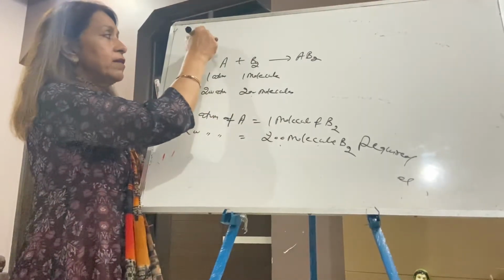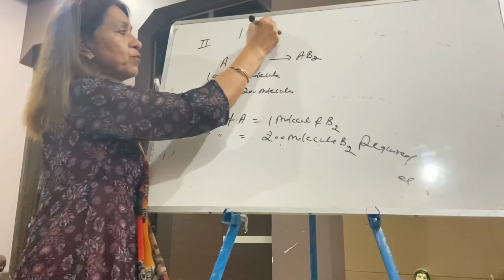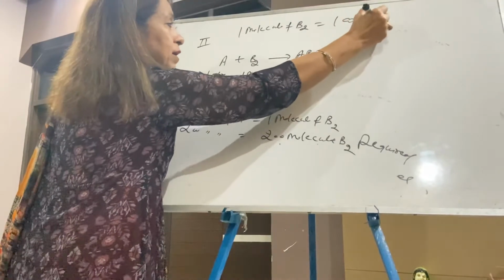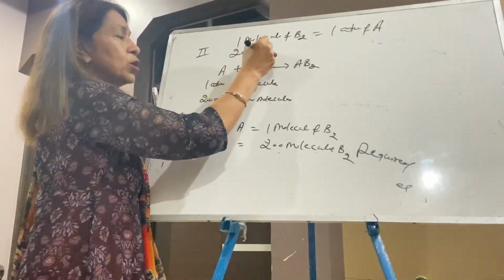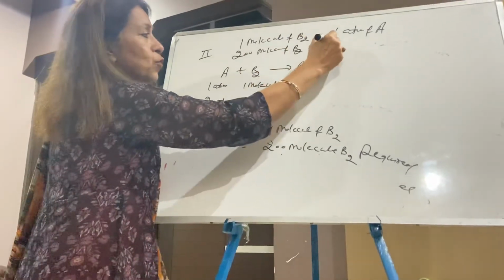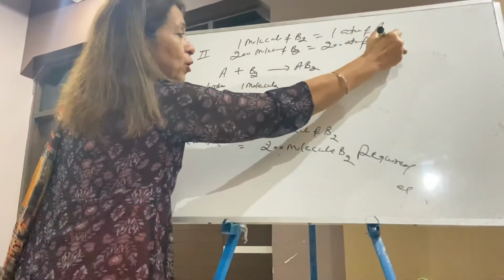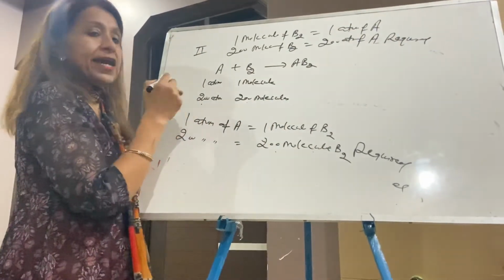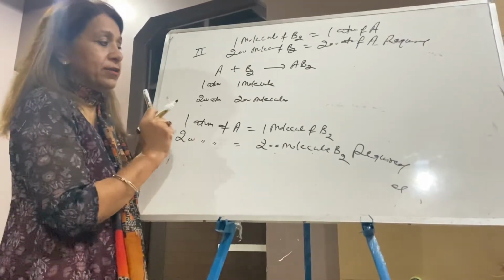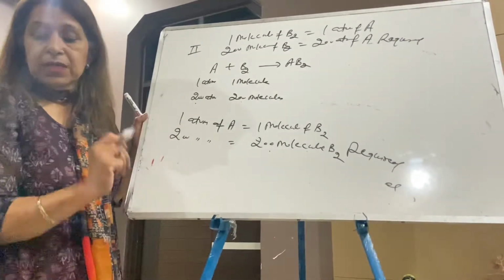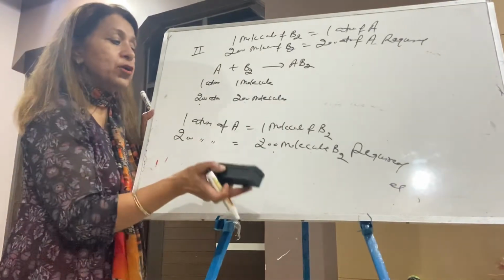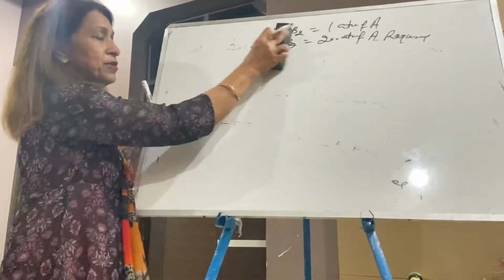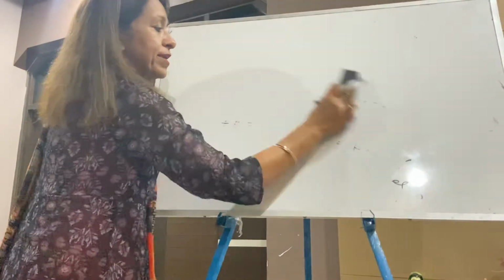Now vice versa. 1 molecule of B2 is equal to 1 atom of A, so 200 molecules of B2 require 200 atoms of A. Write down required, and the given is 200. This means neither A nor B is a limiting reactant. So what will you write in this answer? No one is limiting reactant, because we require 200 and 200 are given. So write down: no one is limiting reactant.